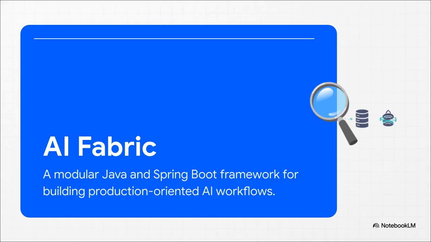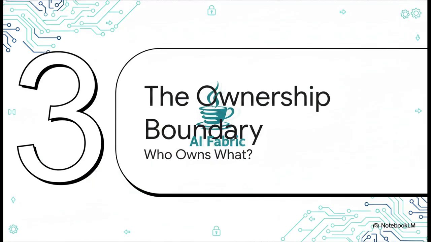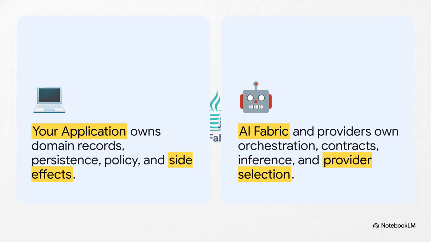Which brings us to part three, the ownership boundary. This right here is the absolute most important design rule of the entire framework. This is what makes it safe for enterprise use, the strict ownership boundary. Look at the divide. Your application, it continues to be the boss of the business truth. It owns the domain records, the source of truth persistence, the authorization, and the side effects.